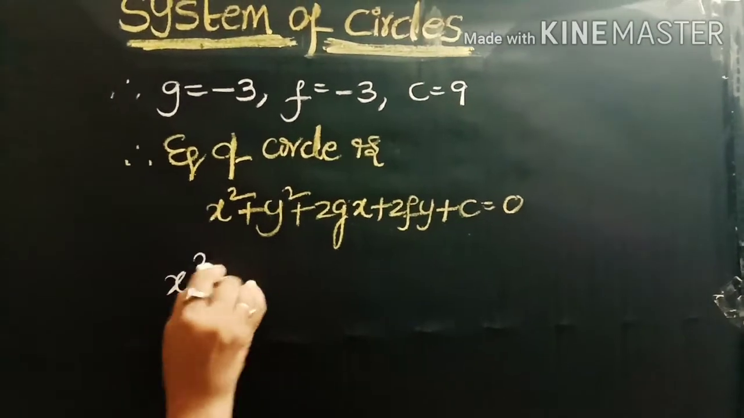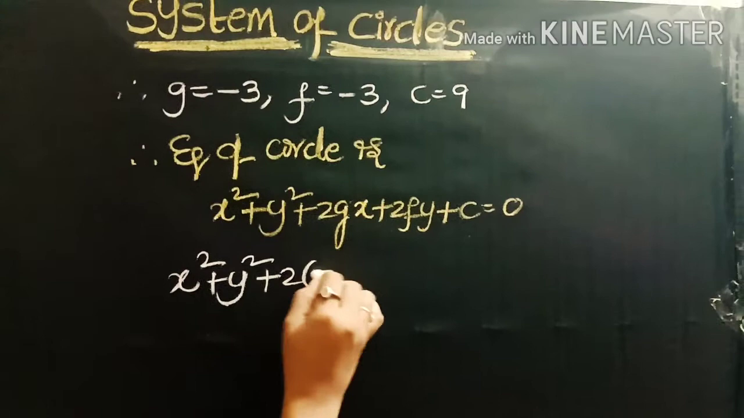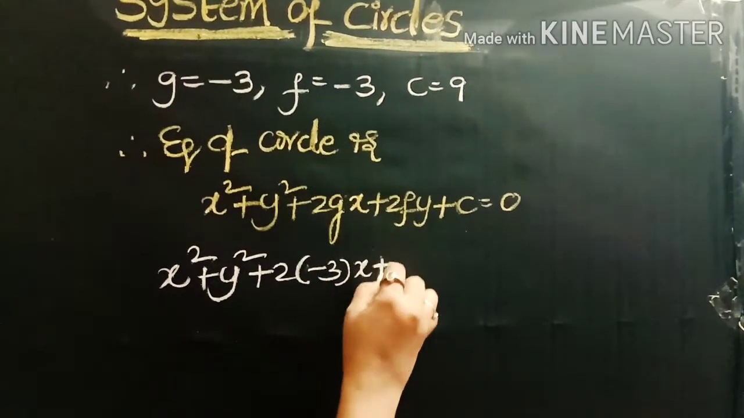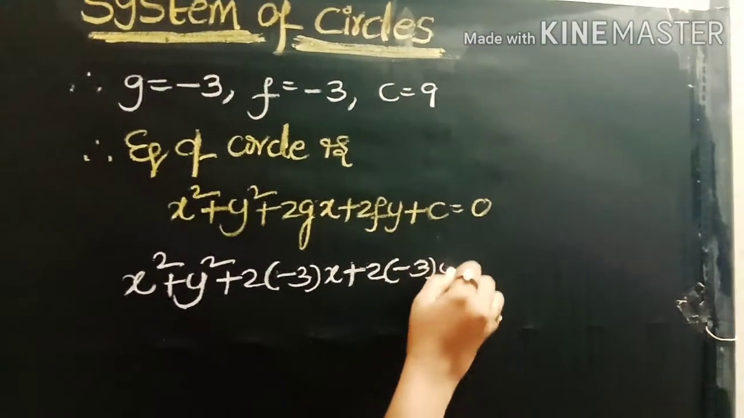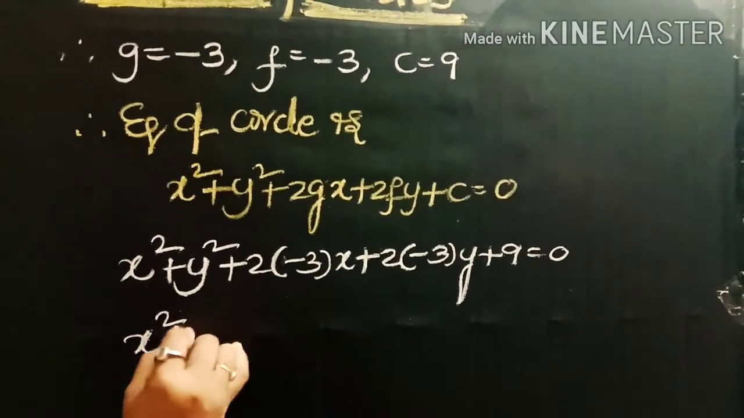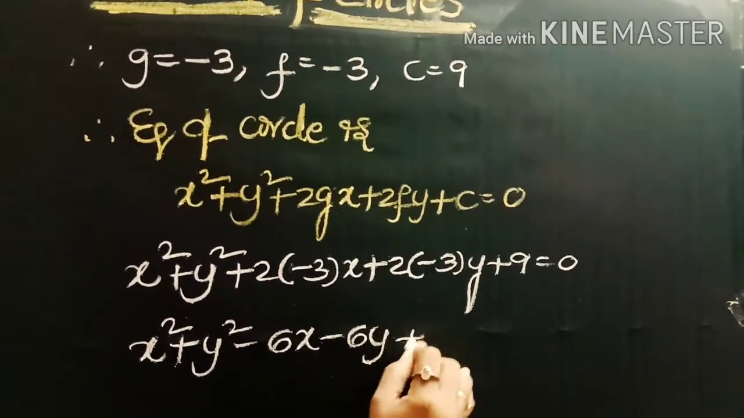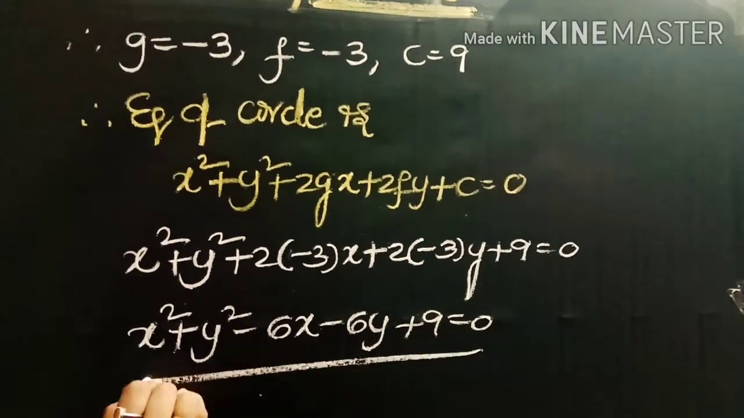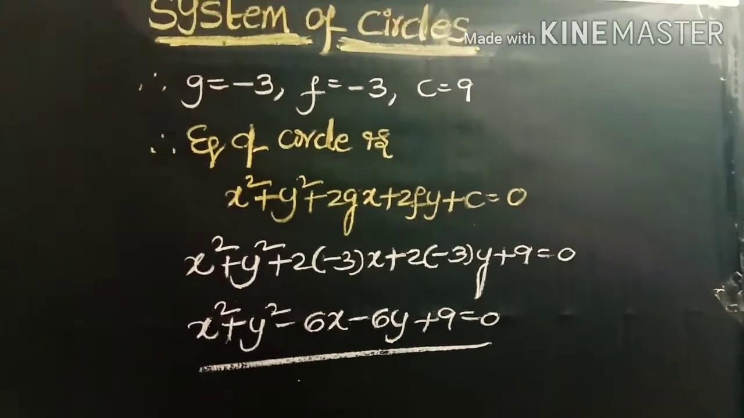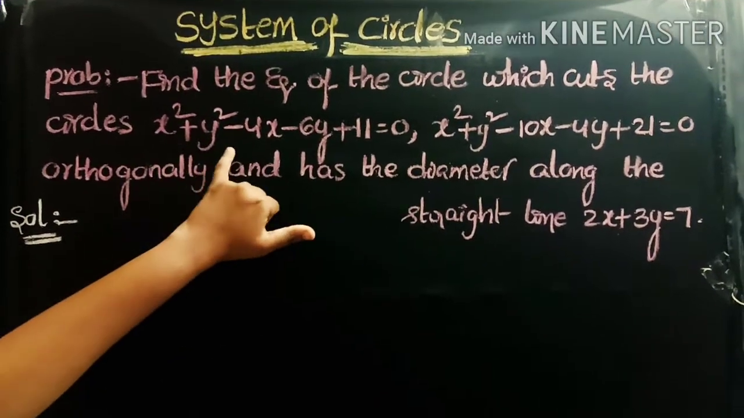Therefore, the equation of the circle is x square plus y square plus 2 into minus 3 into x plus 2 into minus 3 into y plus 9 equals to 0. That is, x square plus y square minus 6x minus 6y plus 9 equals to 0, which is the required answer. That's all.